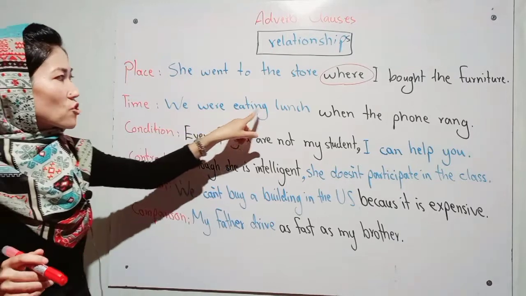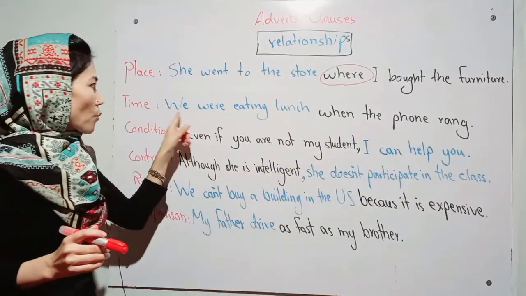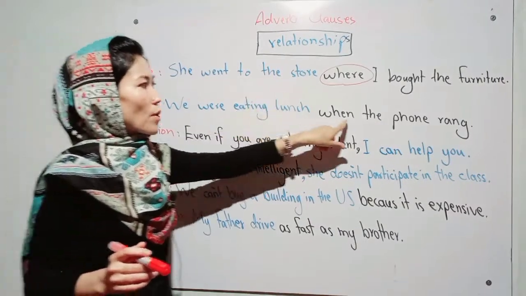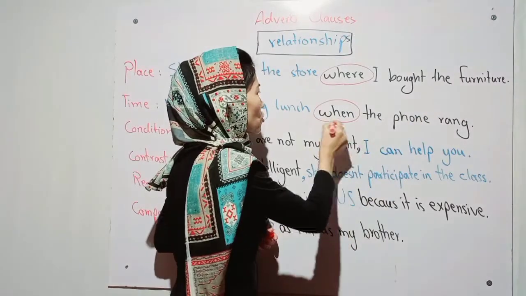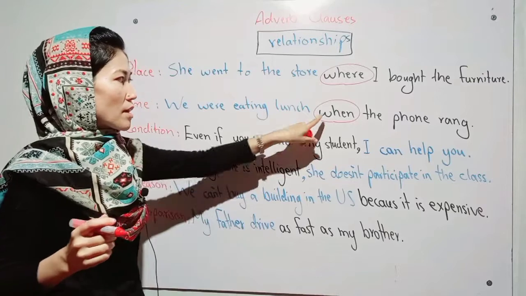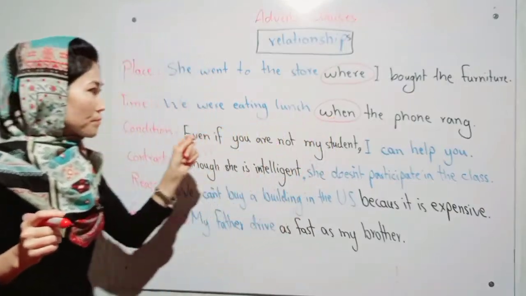Next, time, which shows the relationship between two actions happening. We were eating lunch when the phone rang. We were eating lunch is the independent clause. When the phone rang is the dependent clause, and the conjunction that shows the relationship between the two events is when.